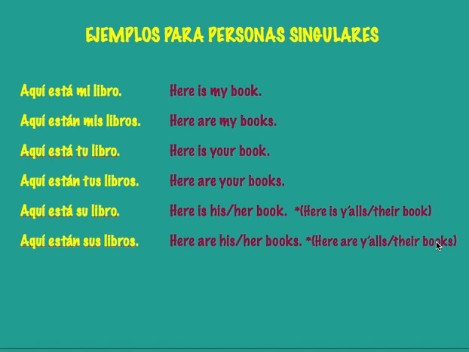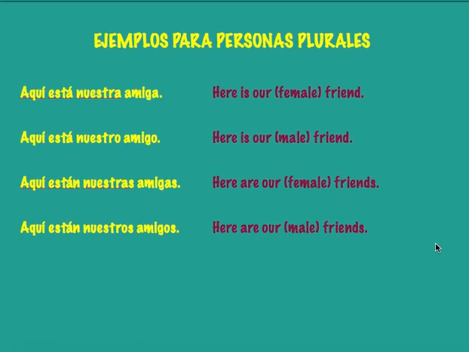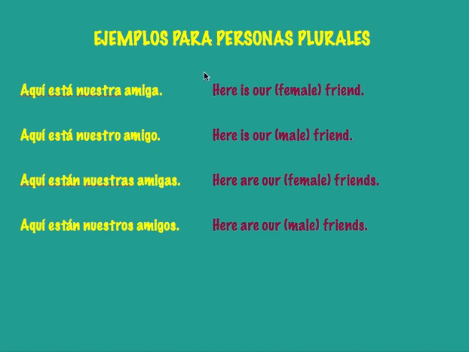All right. Very simple. Moving on to the plural first person examples. Aquí está nuestra amiga. Here is our female friend. Aquí está nuestro amigo. Here is our male friend. Aquí están nuestras amigas. Here are our female friends. Aquí están nuestros amigos. Here are our male friends. All right, that's how the possessive adjectives work.